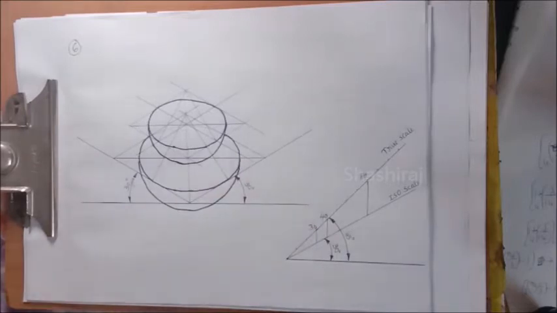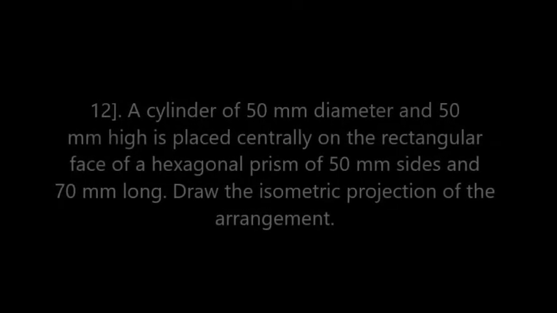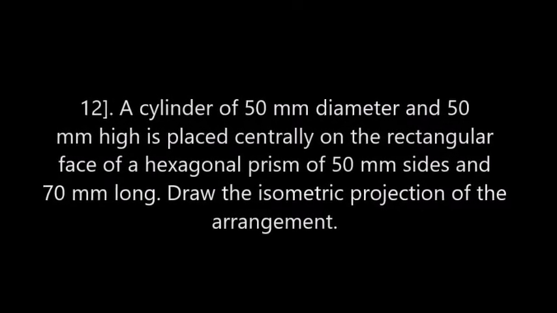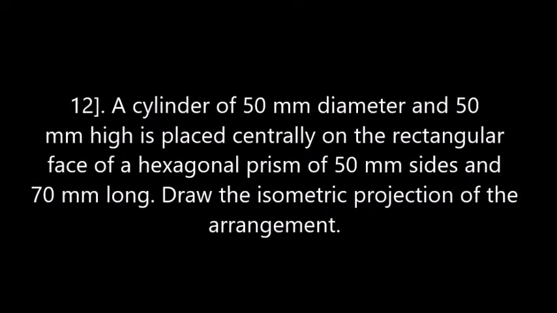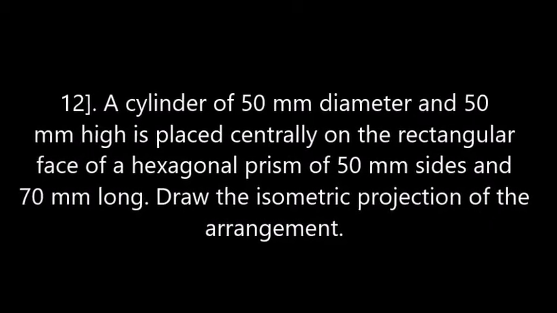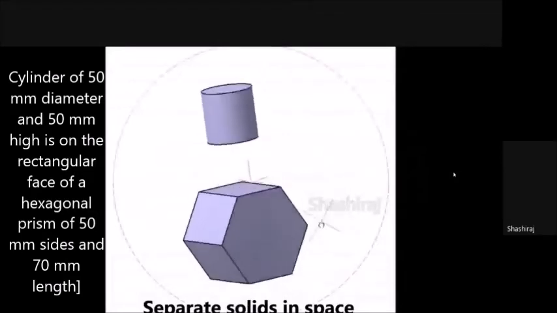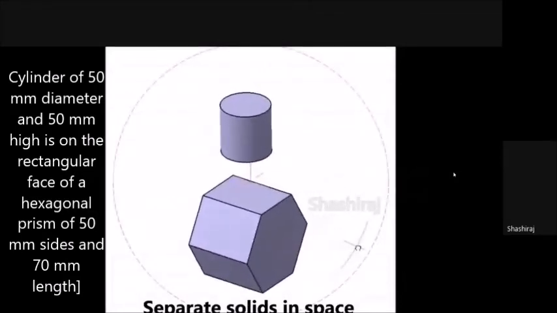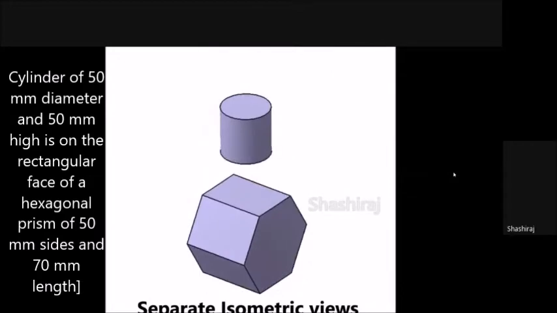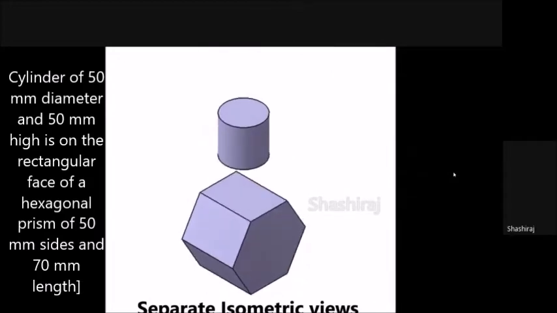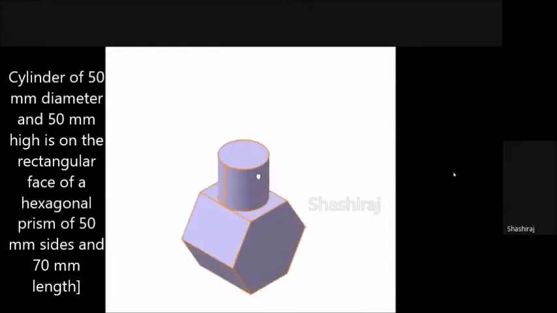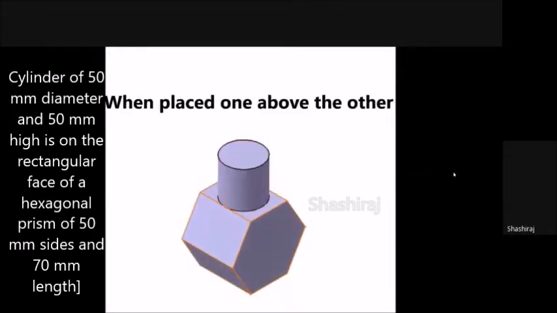This is the problem of hemisphere on hemisphere, question number 6. This is how it can be visualized. Hexagonal prism is placed horizontally and a cylinder can be placed at the center of the hexagonal face. It looks like this. So this is what you need to construct now.